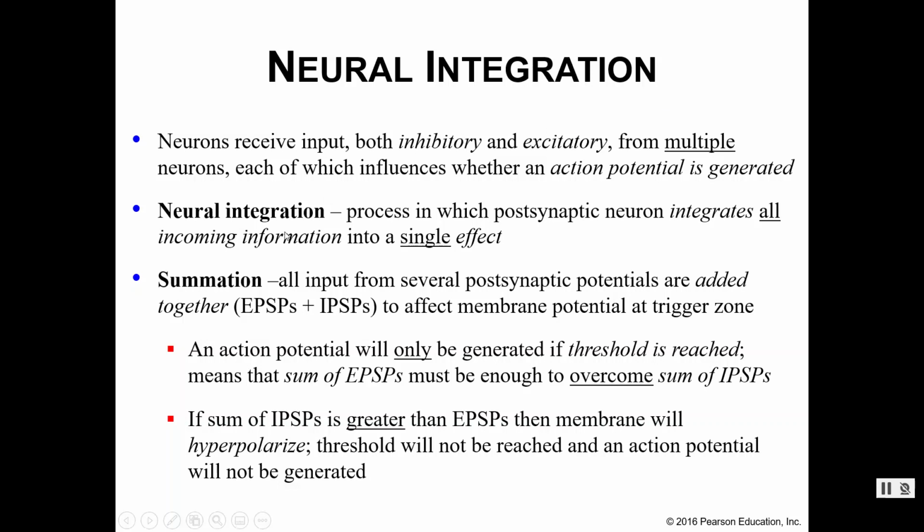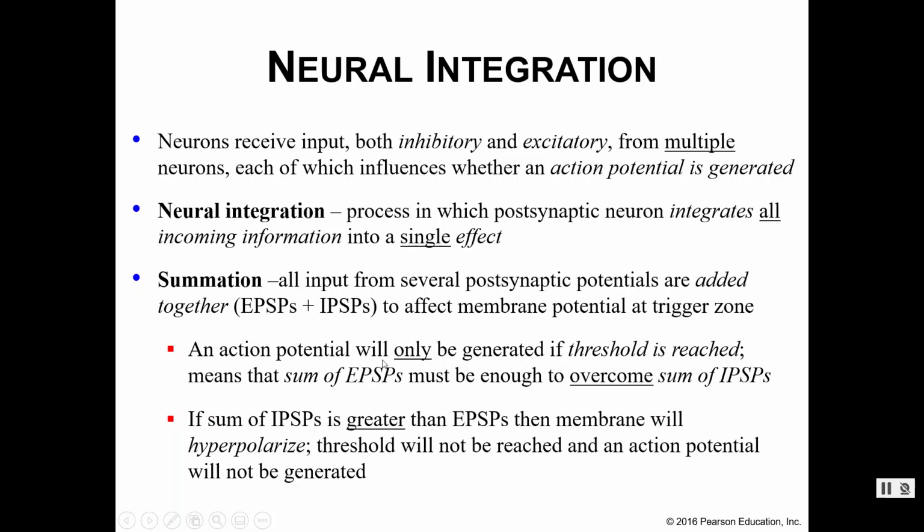So what we do is called neural integration. It sounds fancy, but all you're really doing is adding up your EPSPs and your IPSPs. It's called summation, okay? We are integrating all of those signals, and we are coming up with one single effect. So when you add up your EPSPs and your IPSPs, if you have more EPSPs, you'll probably trigger an action potential because they're excitatory. If you have more IPSPs, you are less likely to trigger an action potential because they are inhibitory. So it sounds fancy, but it should make a lot of sense.